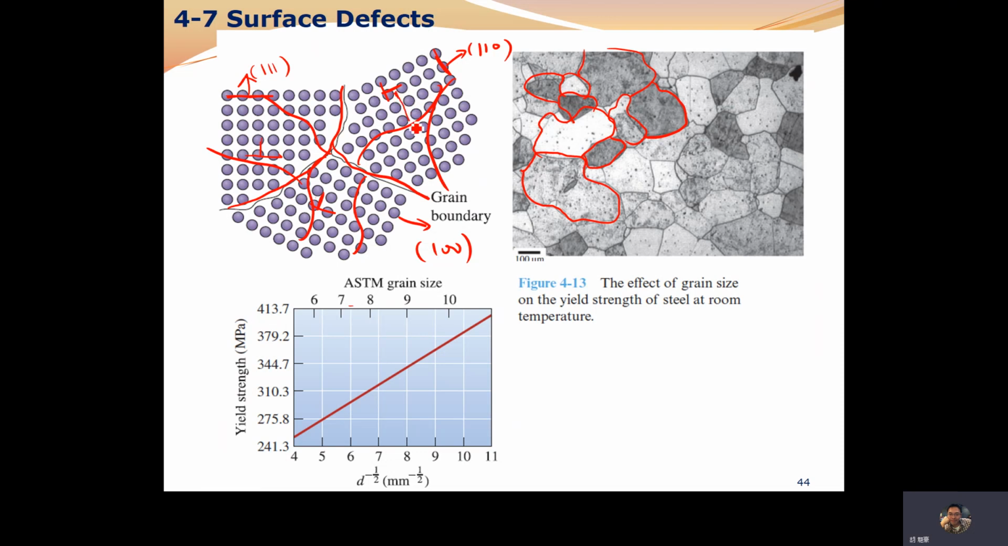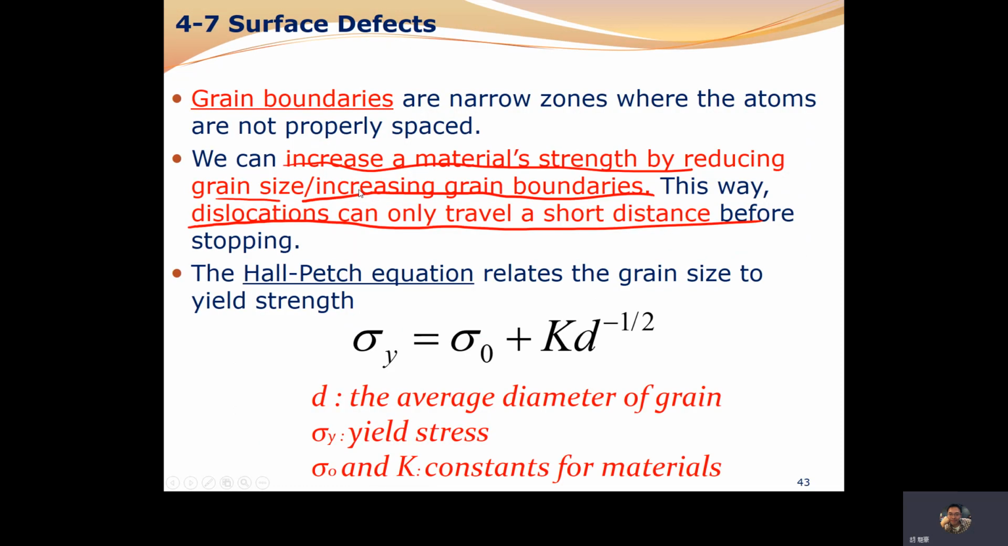When you move in this direction, it stops, because it encounters a barrier, right? And when this dislocation keeps moving, it encounters a barrier and stops moving. The same for this dislocation: it hits the barrier and stops. Therefore, that's why we can increase the material strength by increasing the grain boundaries. This way, the dislocations can only travel a short distance.